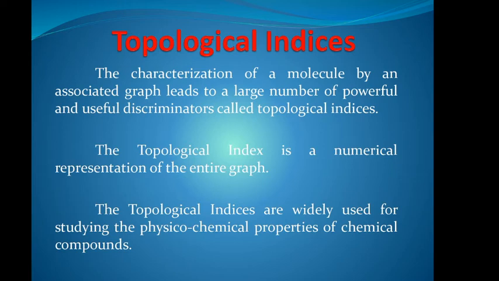The characterization of a molecule by an associated graph leads to a large number of powerful and useful discriminators called topological indices. The topological index is nothing but a numerical representation of the entire graph. The topological indices are widely used for studying the physicochemical properties of chemical compounds.